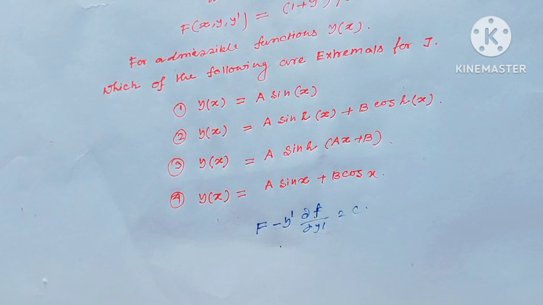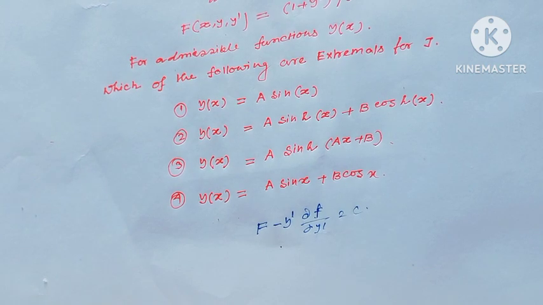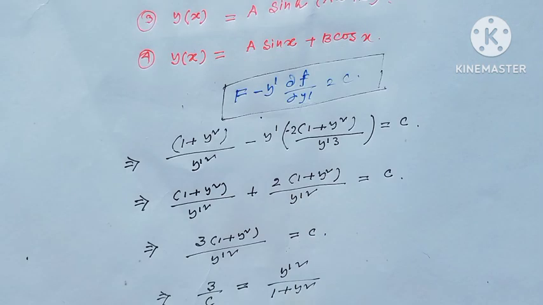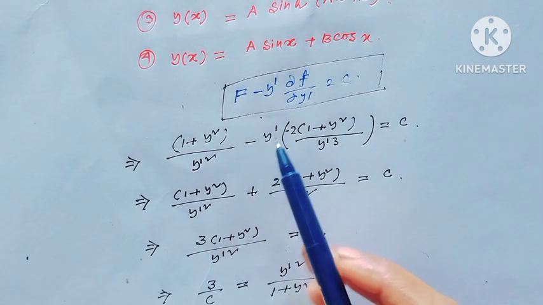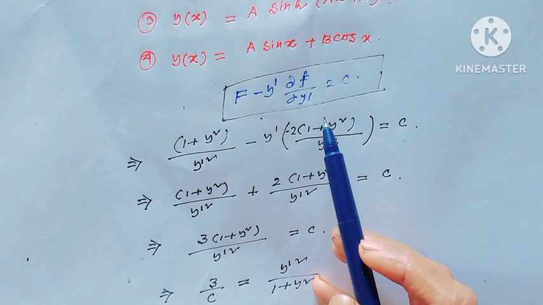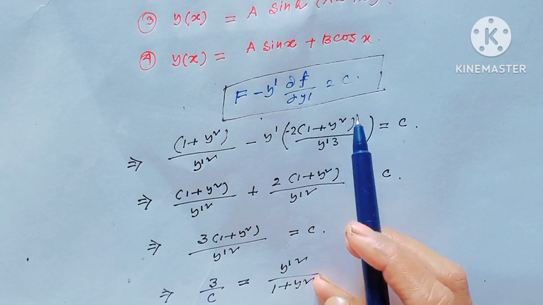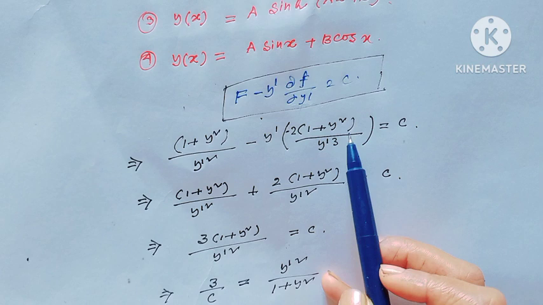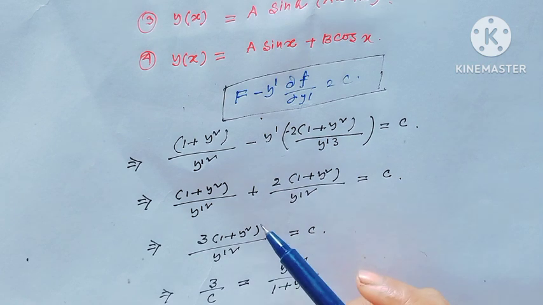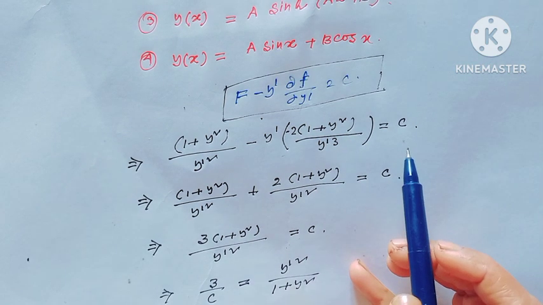Notice, at first solve the functional. The equation would be f, that means (1 plus y square) over (y prime) whole square, minus y prime times del f del y prime, which is obviously minus 2 (1 plus y square) over (y prime) whole cube, equal to constant c.